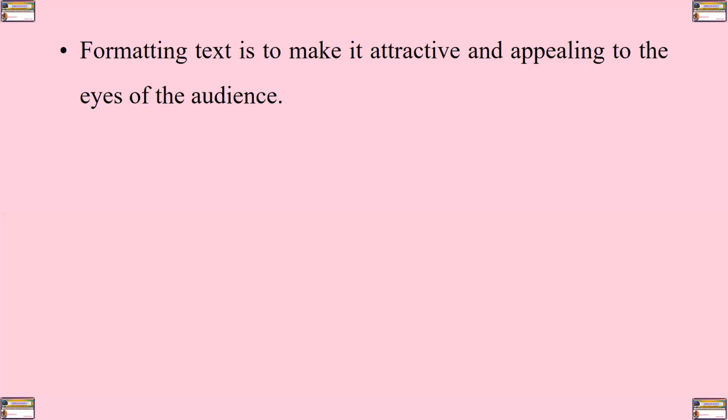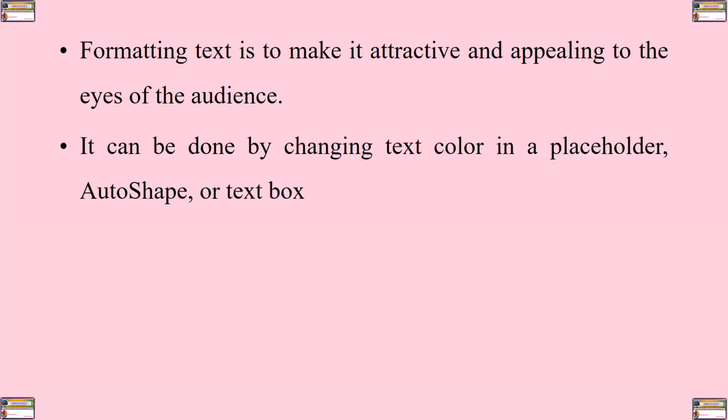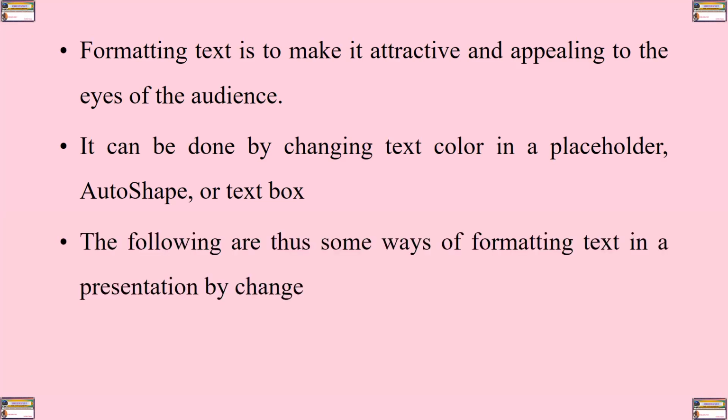Formatting text is to make it attractive and appealing to the eyes of the audience. It can be done by changing text color in a placeholder, AutoShape, or a text box. The following are thus some of the ways of formatting text in a presentation. 1. Selecting the text you want to change.